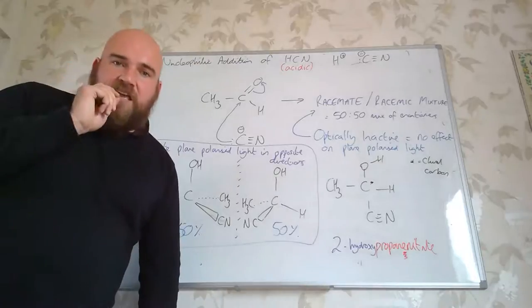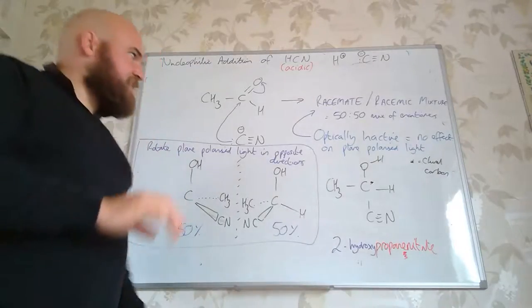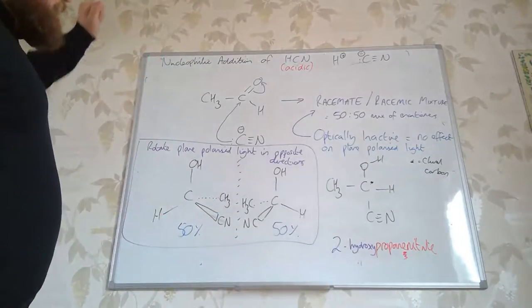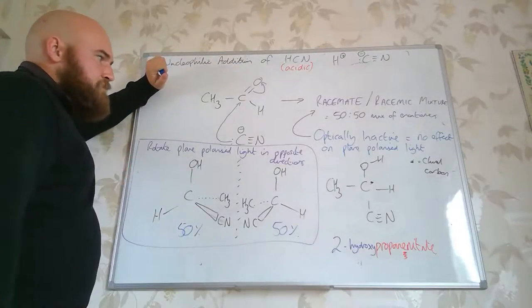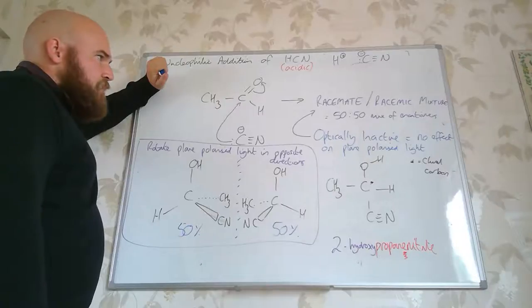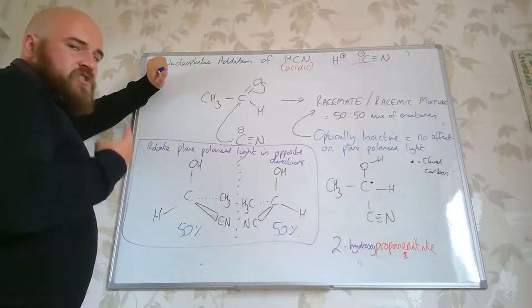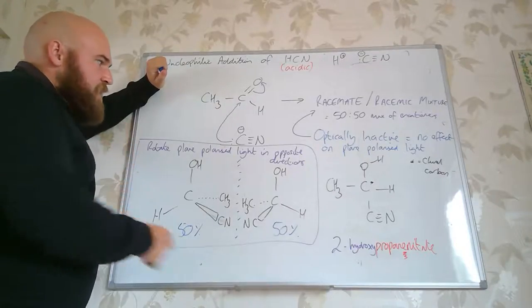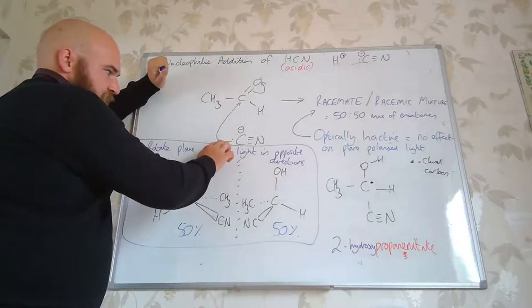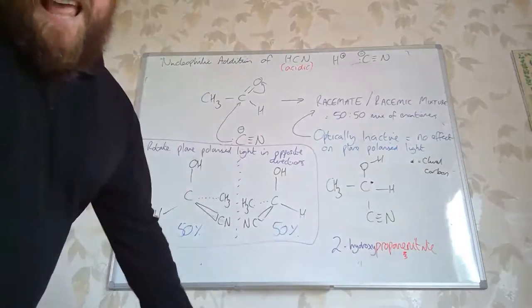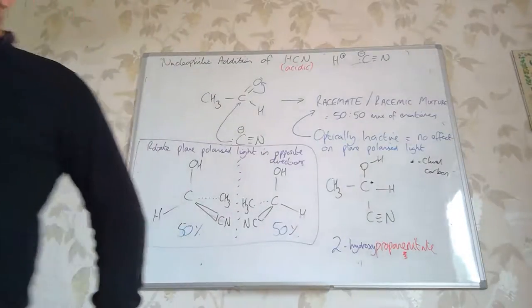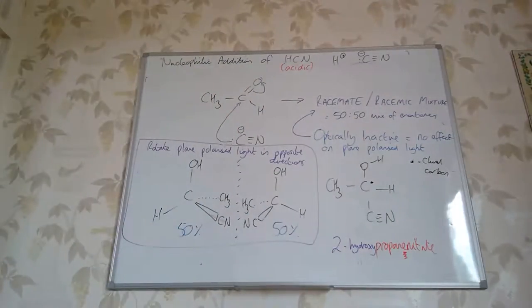And why is that? And this is pretty cool. Why does this mechanism produce a 50-50 mix of enantiomers? Well, it's to do with the initial attack. I've shown the cyanide ion here attacking the carbon, but whereabouts would it attack that carbon? So I've got my molymods out again.